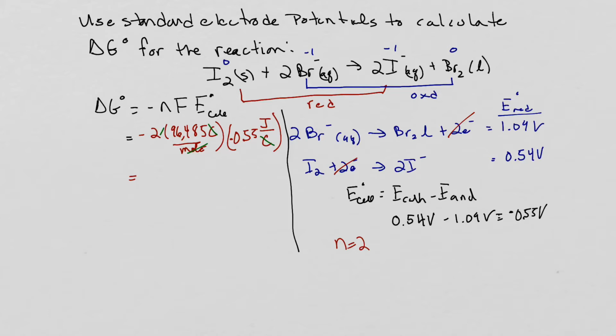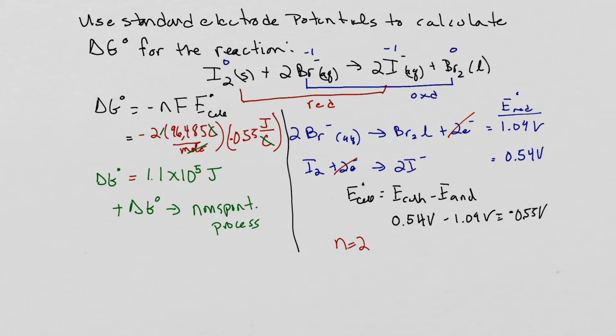If we carry out the math here, we end up with a positive 1.1 times 10 to the 5th joules as our delta G. Now, we have a positive delta G, so this indicates, of course, a non-spontaneous process.